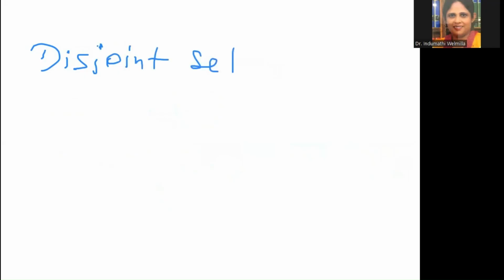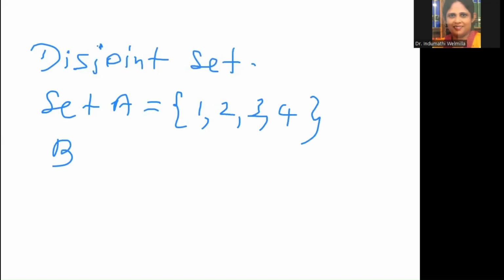Disjoint set. Two sets, if you call them A and B, are said to be disjoint if the sets do not contain any common element. For example, if set A equals 1, 2, 3, 4, and B equals 5, 6, 7, 8, these two sets are disjoint because there are no common elements between them.